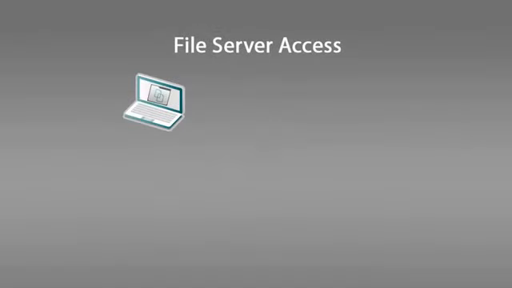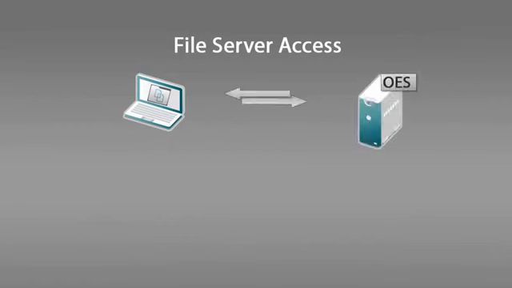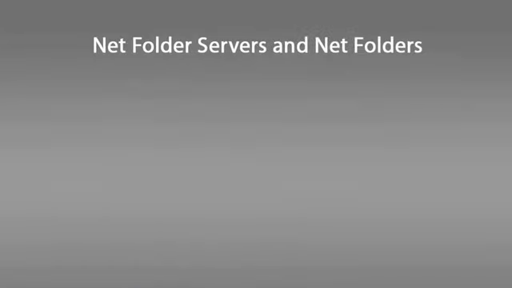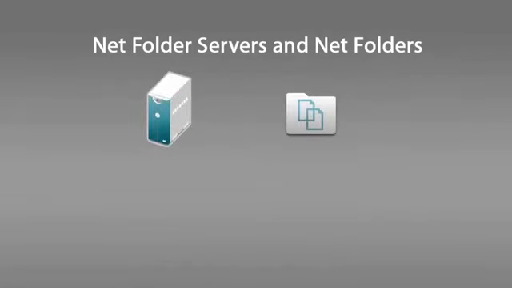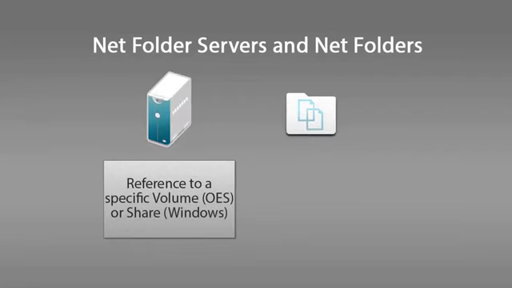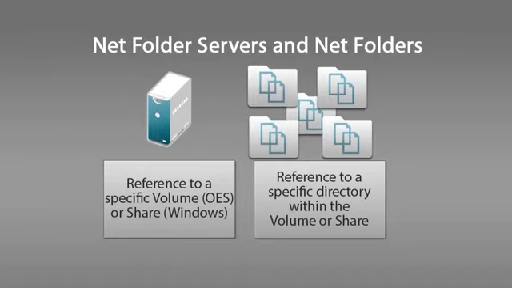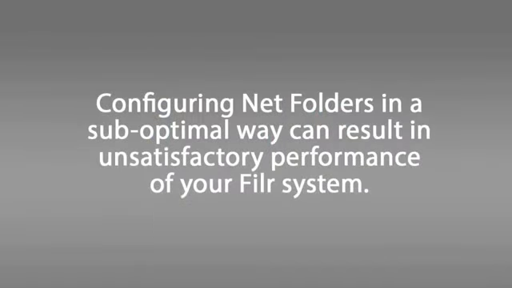Net folders in Filr provide access to files on your corporate OES, Windows, or network file servers by synchronizing file metadata. In essence, a net folder is simply a pointer or a reference to a specific folder on a specific file server. It is important to understand the correlation between a net folder server and a net folder. A net folder server is a reference to a specific volume or share. A net folder is a reference to a specific directory within that volume or share. You can set up multiple net folders from a single net folder server. Configuring net folders in a suboptimal way can result in unsatisfactory performance of your Filr system.